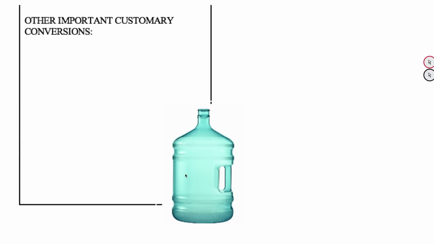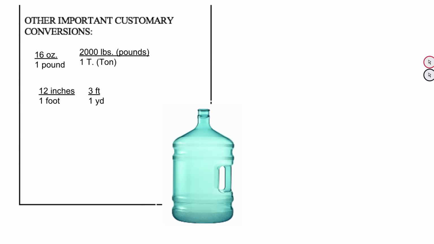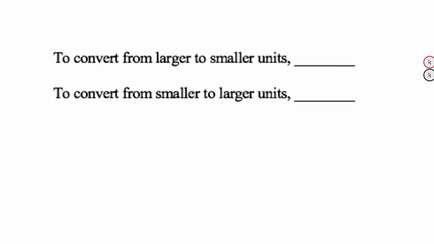Other important customary conversions you should write down are 16 ounces in a pound, 2,000 pounds. Notice that LBS stands for pounds in 1 ton. T stands for ton when it's a capital T. And 12 inches in a foot. Hopefully you already knew that. It's like the distance between your elbow and your wrist is about a foot. 3 feet in a yard. And 5,280 feet in a mile. So those are things you should have written down and you need to try to memorize.